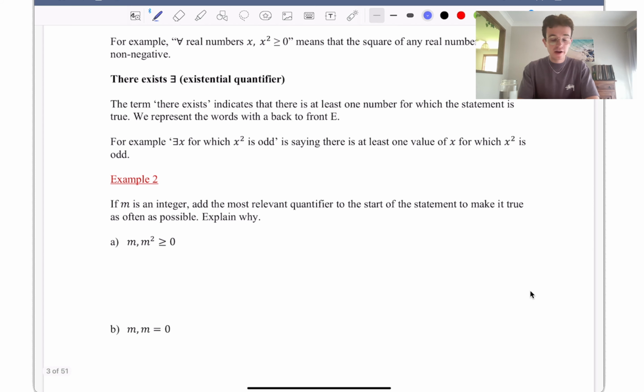And the other quantifier, the existential quantifier, is there exists, a backwards E. The term there exists indicates that there is at least one number for which a statement is true, not necessarily all numbers. So for example, this sentence would read, there exists x for which x squared is odd, which is saying that there is at least one value for x for which x squared is odd. We know that's true. 3 squared is 9 and 9 is odd.